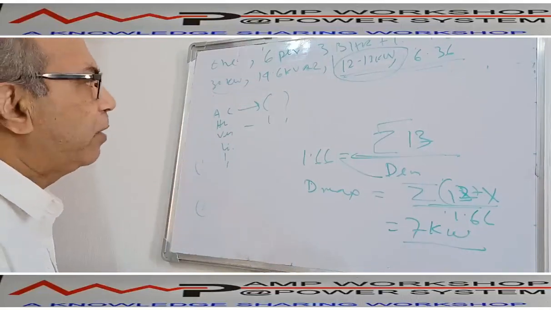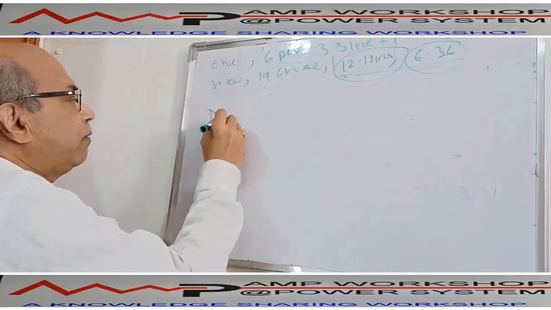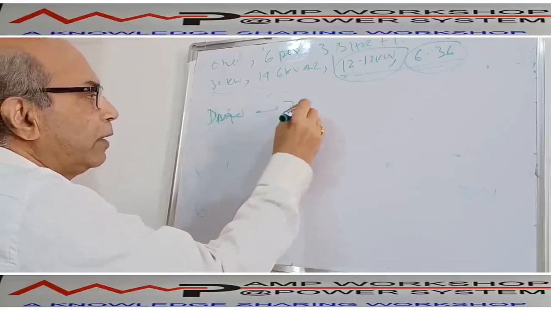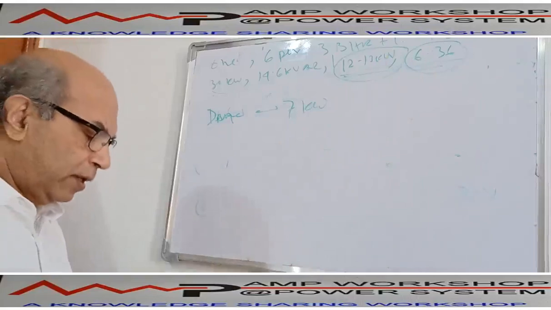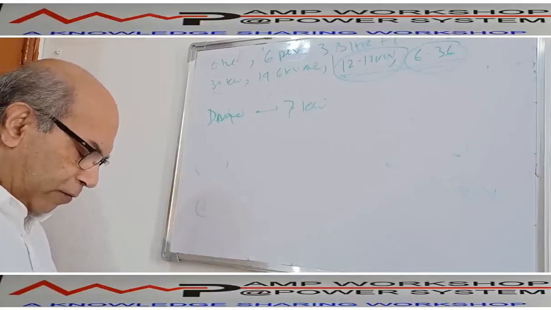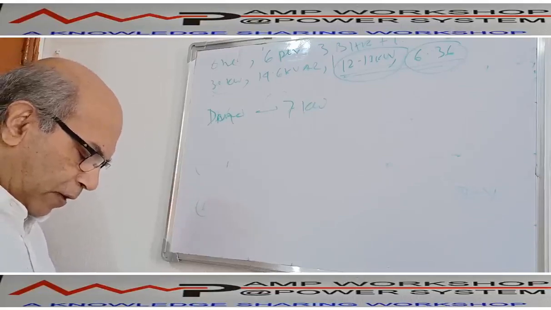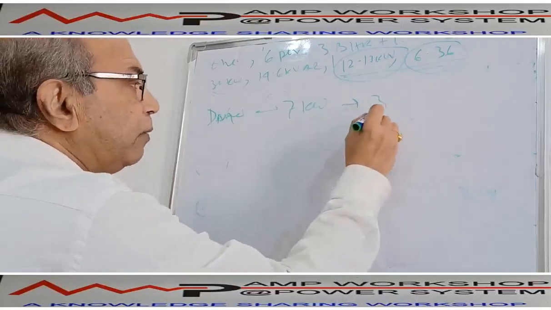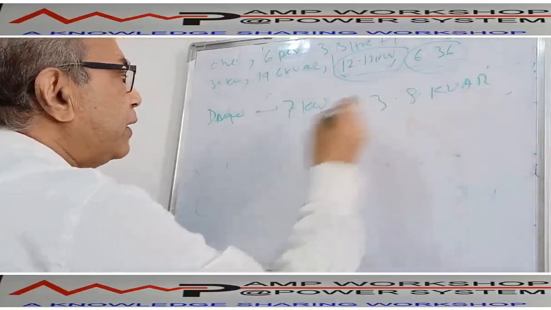And how much KVAR will be coming? We can calculate the KVAR in the same way. So the maximum demand for a particular apartment is 7 kilowatt, and the KVAR is 6.36 divided by 1.67. This comes to 3.8 KVAR. This is what a particular apartment is designed for.